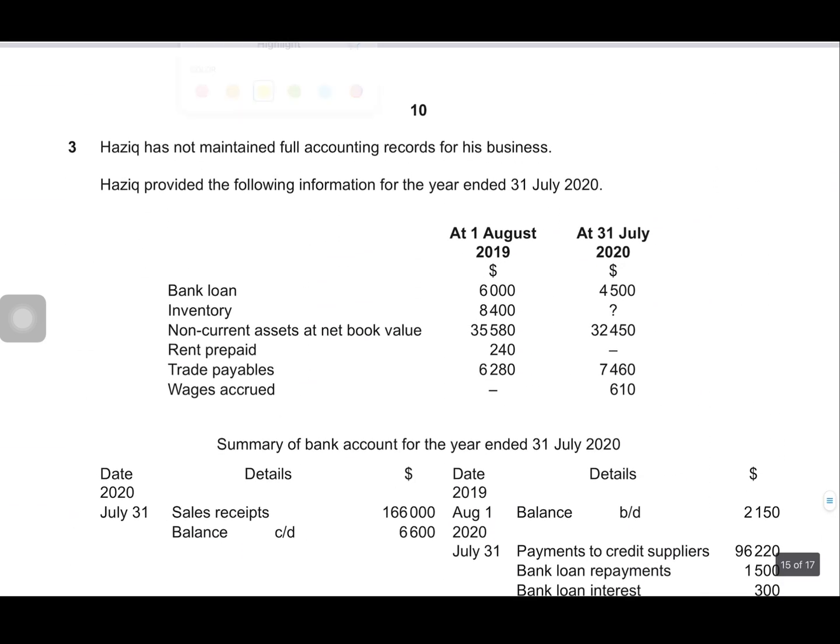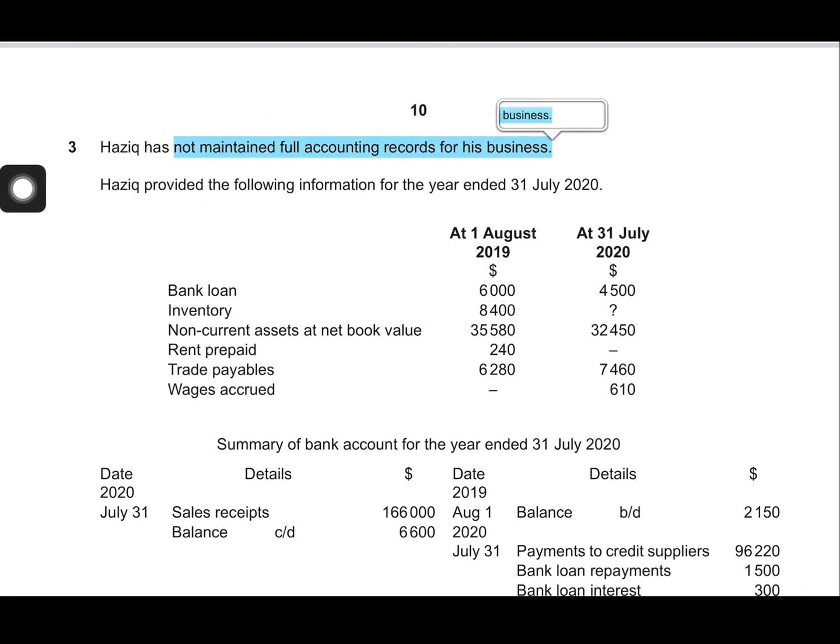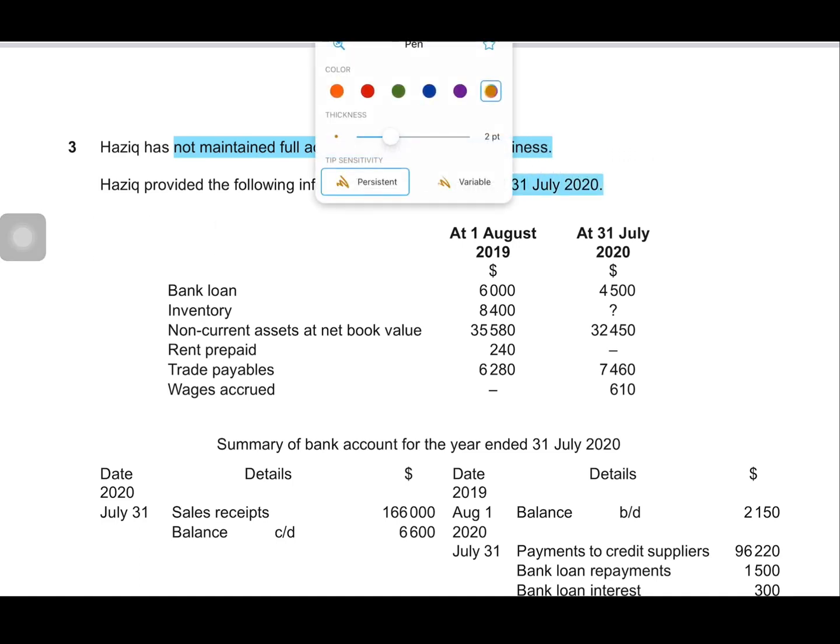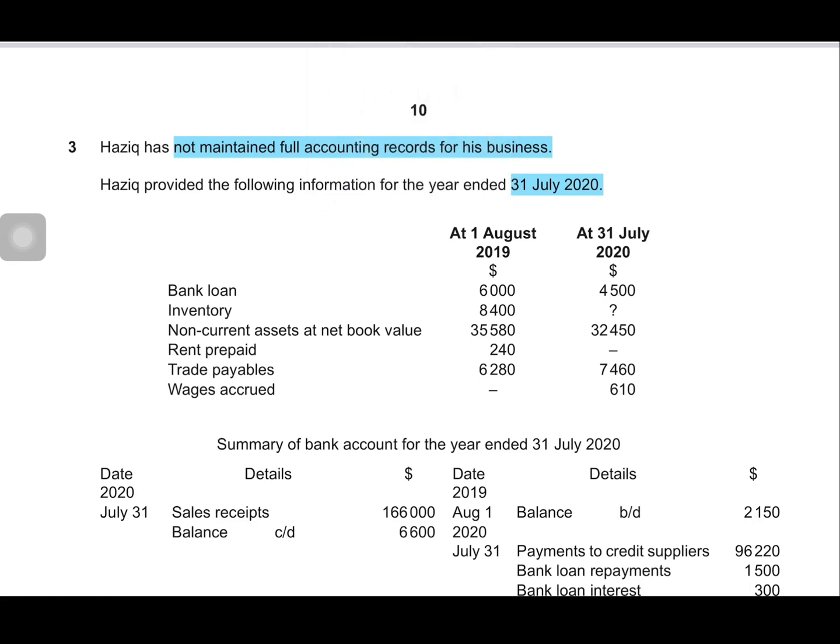It says Hazik has not maintained full accounting records for his business, and he has provided the following information for the year ended 31st July 2020. So if the year end is 31 July, this means that the year start would be 1st August 2019. Although it is written, but still make it a habit to write the start of the year whenever you read the year end.